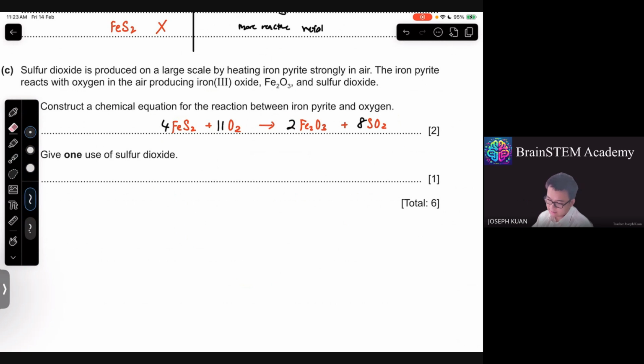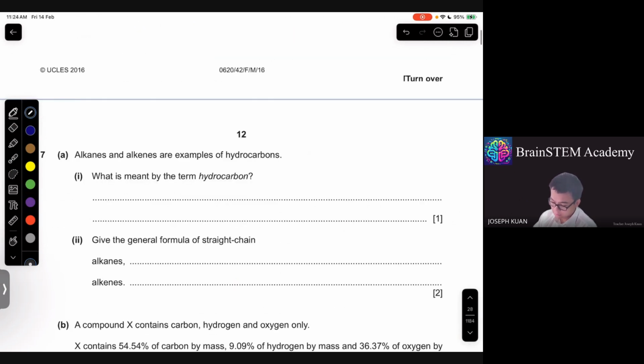All right, next, give one use of sulfur dioxide, so use in contact process. Right, contact process. Some students will talk about bleaching or as a food preservative, all right, that is also applicable. Move on.